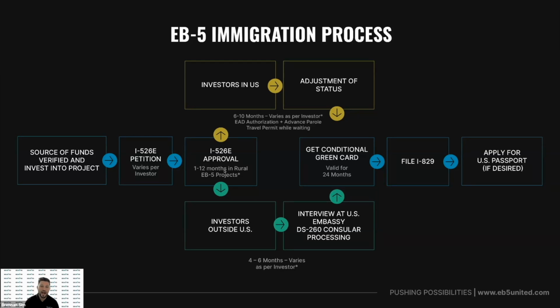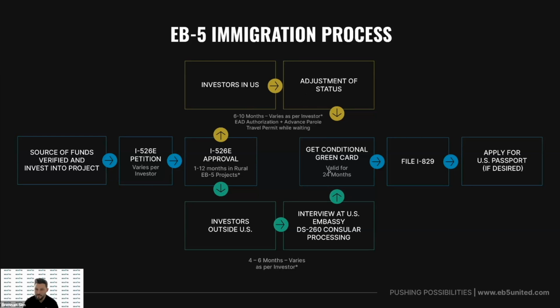If you're outside the United States, then after you have I-526E approval, you need to set up an interview at the U.S. Embassy and go through consular processing. And that usually takes around 6 months to get an interview set up. So once you have that interview, they allow you to come to the U.S. You don't have to enter right away. You could take your time, or you could come that next week. The day you enter the United States will start your 2-year conditional green card, or the day you had adjustment of status approved starts your 2-year conditional green card if you invested from the U.S.